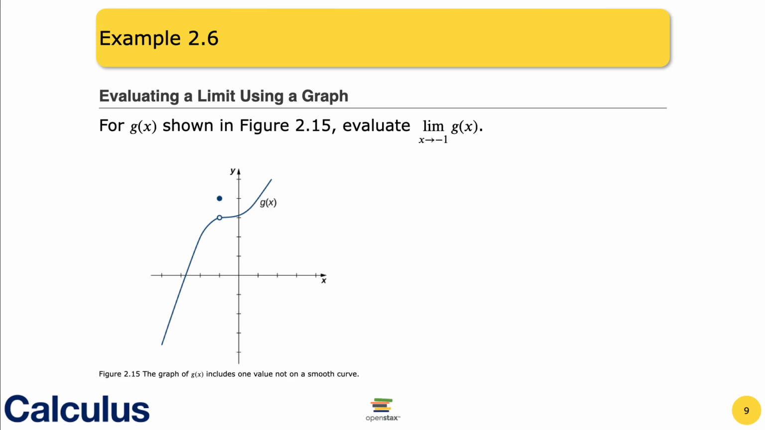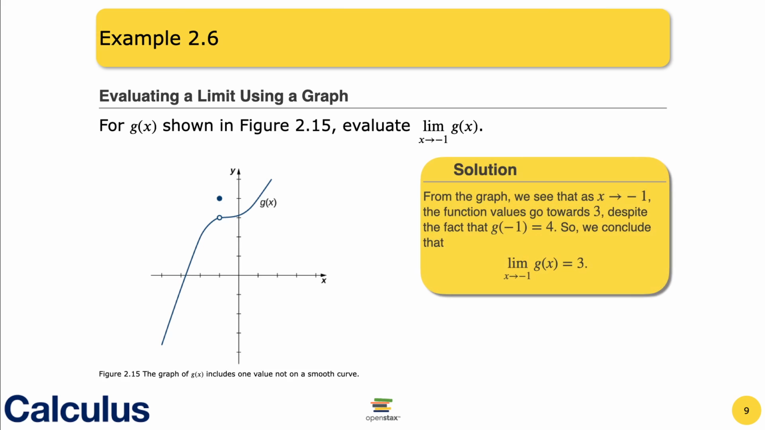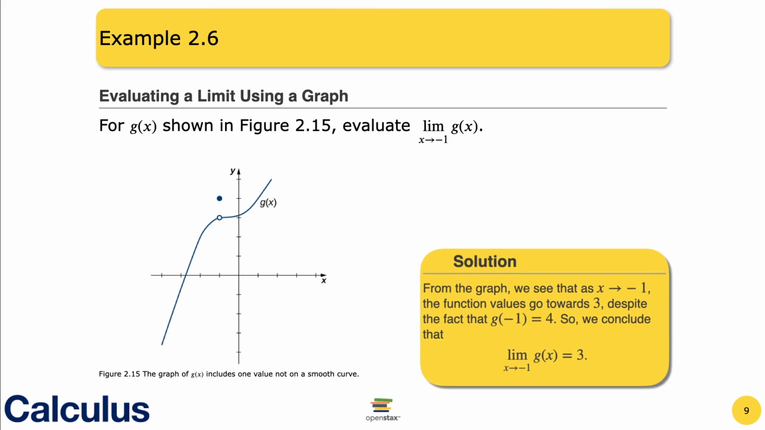So which is the limit? Is it 3 or is it 4? Well, since the graph approaches 3, we would say that the limit as x approaches -1 of g of x is equal to 3, even though the function itself, g of -1, is equal to 4.